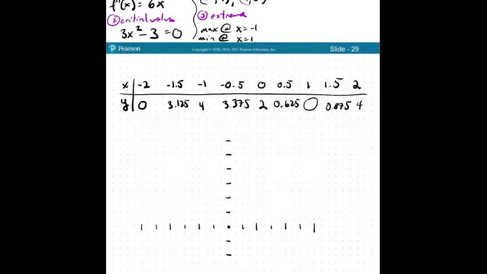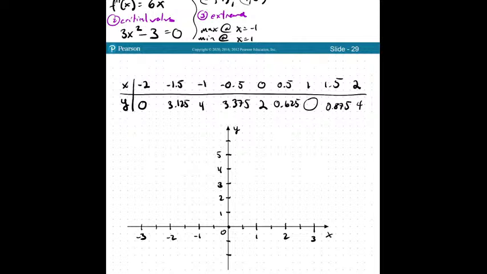Positive x is in this direction. Positive y is in this direction. Okay, and let's label this. So we did the origin. I think we went 1, 2, 3, -1, -2, -3. No, 1, 2, 3, 4, 5, 6. We went 1, 2, 3, 4, 5, 6. 1, 2, right? Okay.